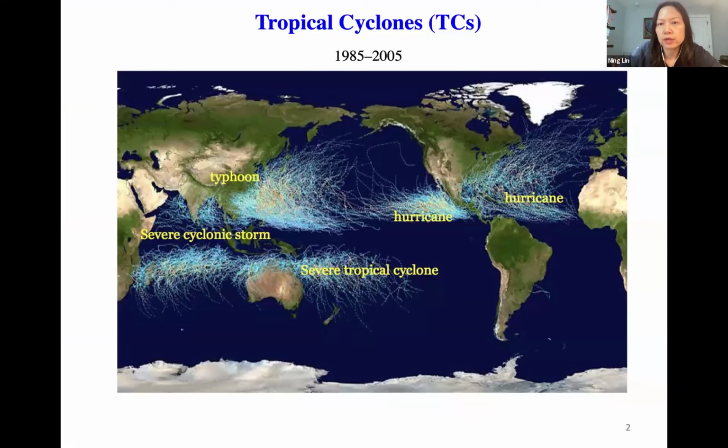This is a track of tropical cyclones over, I think, a 20-year time period over the world. When tropical cyclones become strong, they have different names. They are called hurricanes in the North Atlantic. They are called typhoons in the West Pacific. They may be called severe tropical cyclones or severe cyclonic storms, but they are basically similar storms physically. In terms of the names, I may call them tropical cyclones, TCs, or hurricanes, but what I mean is this kind of storm. Sometimes we just call them hurricanes for short.